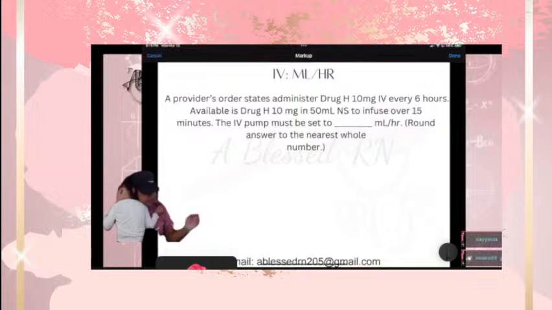So, let's do milliliter per hour. A provider's order states: administer drug H 10 milligrams IV every 6 hours. The drug H is in 10 milligrams and 50 milliliters of normal saline to infuse over 15 minutes. The IV pump must be set to blank milliliters per hour, and we're going to round our answer to the nearest whole number. So, y'all, this one has a lot of fluff in it.